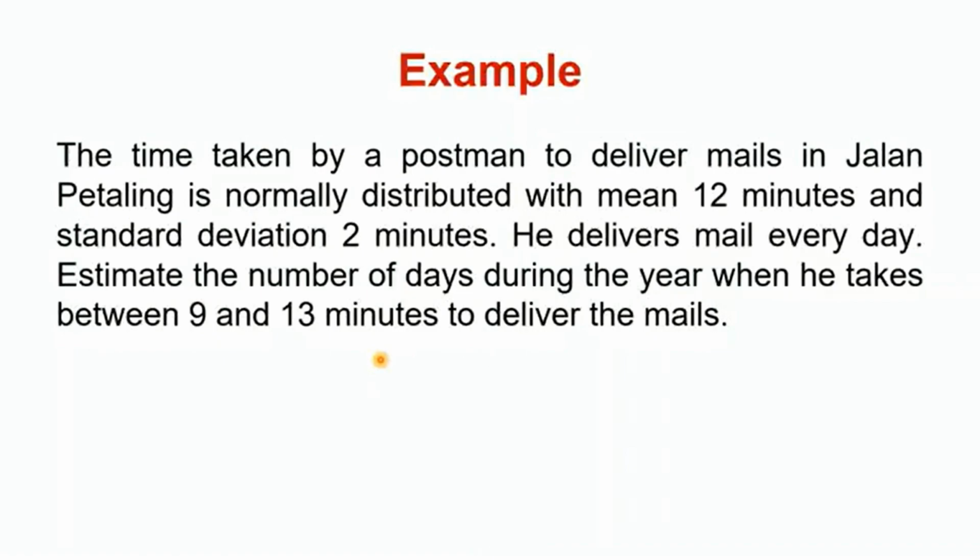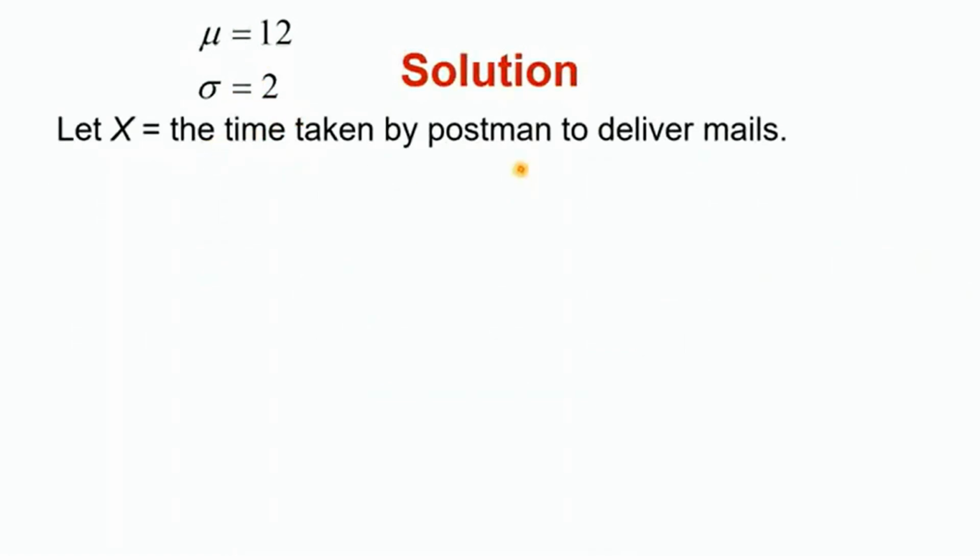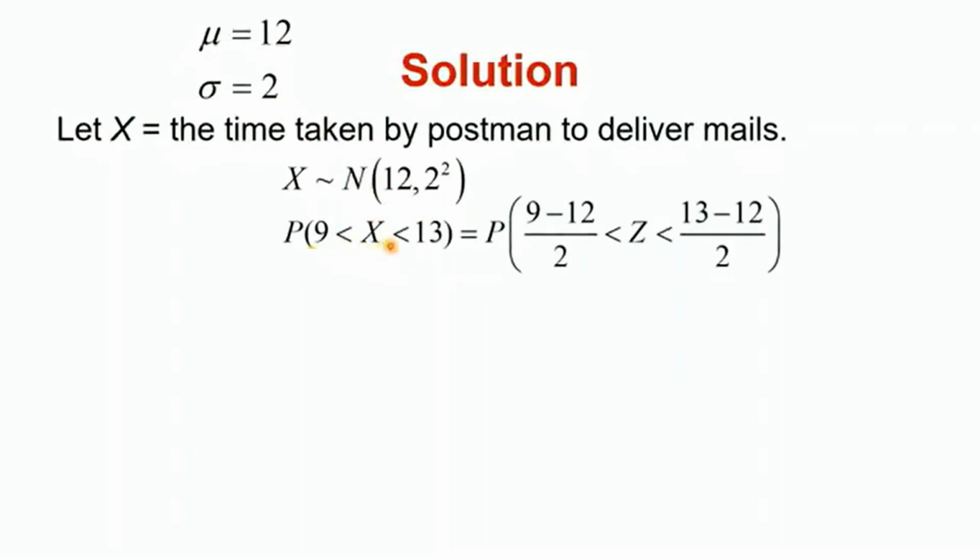The delivery time is between 9 and 13 minutes. The mean is 12 and the standard deviation is 2. X is the time taken by the postman to deliver mail, with a normal distribution with this mean and variance. So what is the probability of the delivery time being between 9 and 13? For 9 and 13, which are values of X, subtract the mean and divide by the standard deviation. Then you can find the probability of Z between negative 1.5 and 0.5.